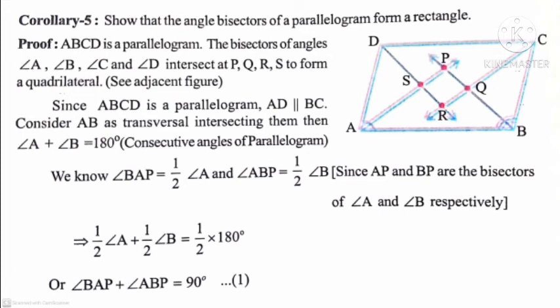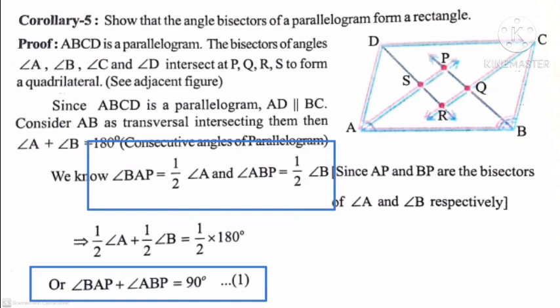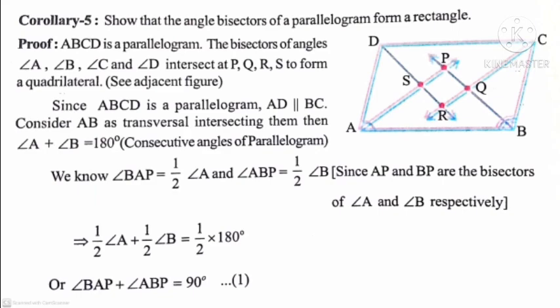We know that angle BAP is equal to half of angle A and angle ABP is equal to half of angle B since AP and BP are the bisectors of angle A and angle B respectively. Next step, multiply this equation by half on both sides, that is half of angle A plus half of angle B is equal to half into 180 degrees. That implies angle BAP plus angle ABP is equal to half into 180 degrees, that means 90 degrees. It is equation 1.